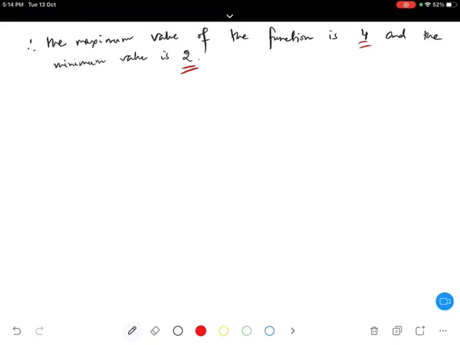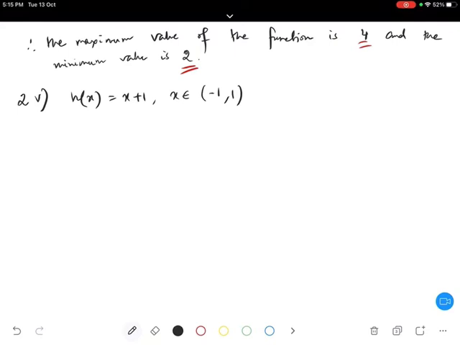Now question number 25. So what we have in here is h(x) is equal to x plus 1, where x is an element of (-1, 1). Acha. In this question x is an element of (-1, 1), and we have to tell the maximum and minimum value in here. Acha, this question is a bit tricky.